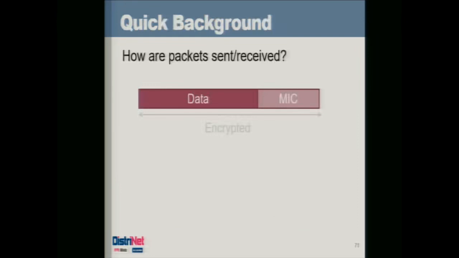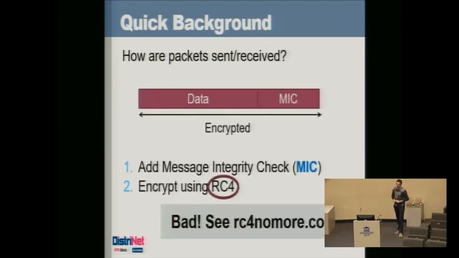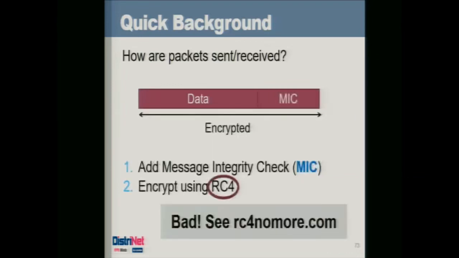So to give a very quick explanation of the attack, basically what TKIP does is it first calculates a message integrity check, and it then uses RC4 to encrypt the packet. And by the way, don't use RC4. We have shown that it is actually completely broken. Well, not completely, but you can decrypt cookies and such, so stop using it.